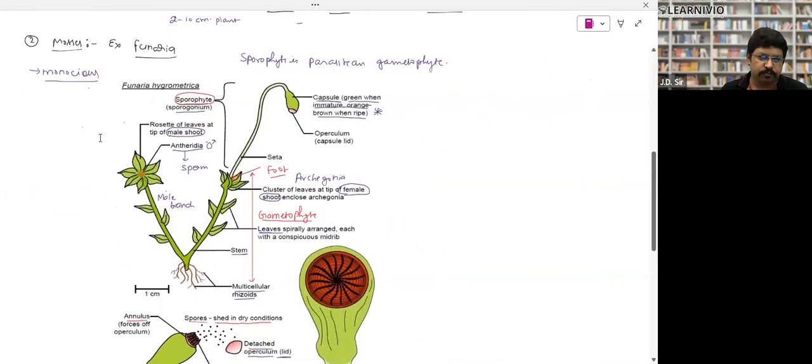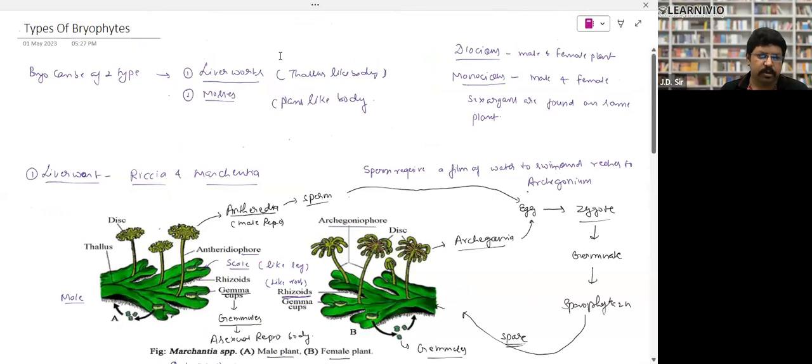Basically from mosses, right? But I'll repeat everything. Bryophytes can be of two types, liverworts and mosses. Liverworts have a thallus-like body and mosses have a plant-like body, right? Dioecious and monoecious, which we have already discussed. Dioecious, where male and female plants are separate. Monoecious, where male and female sex organs are found on the same plant. So Riccia and Marchantia are examples.